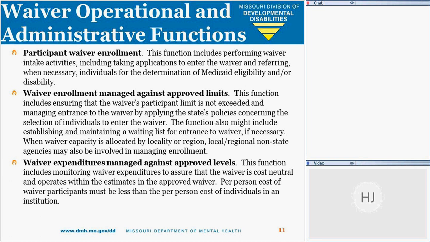The next one, expenditures managed against approved levels. This is the process of monitoring costs so that this remains cost neutral and within the parameters of the total estimated waiver cost. Remember that the waiver per person cost must be less than the per person cost of an individual in an ICF ID institution. This function is making sure that we stay within that limit.